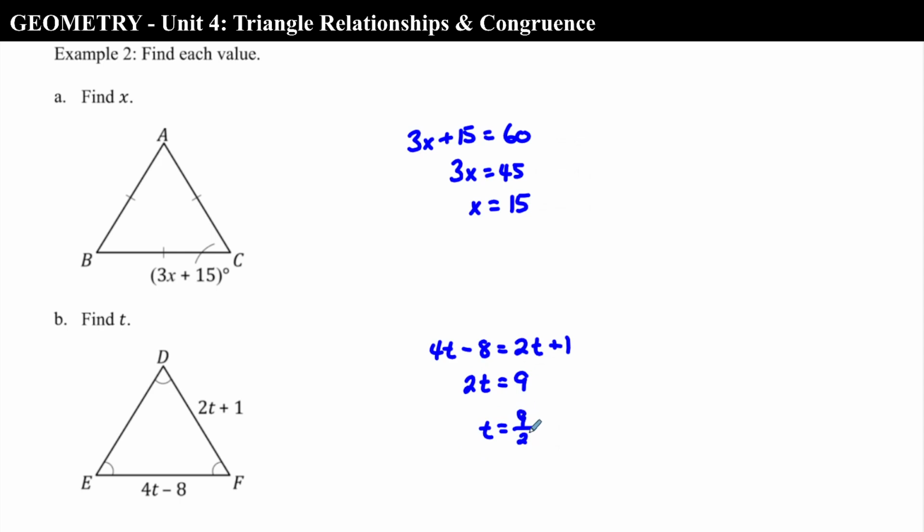All right, that finishes off this relatively short section on isosceles and equilateral triangles. Coming up in the next section, we're going to finish off the unit talking about bisectors and medians.